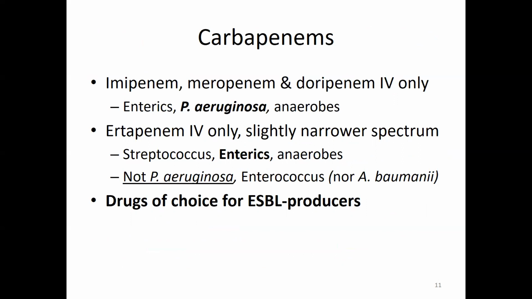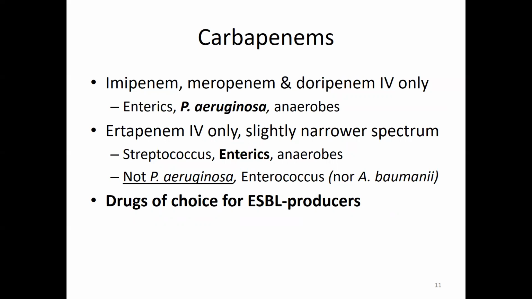Imipenem and meropenem are the ones that you'll see today, mostly meropenem. Doripenem was produced as a more potent anti-pseudomonal, but it really didn't have the traction that it wanted to gain, and it ended up being withdrawn from the market, not because it was unsafe, but it was just hard to sell as a brand name drug.